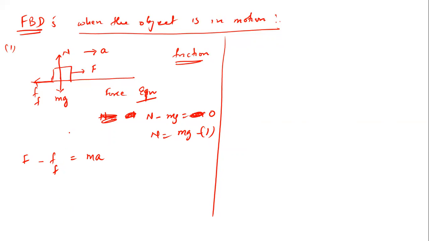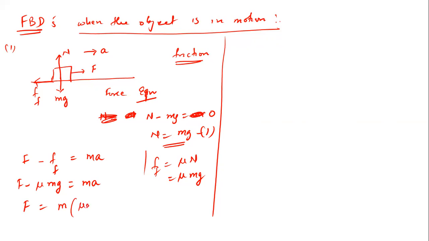Thus, we have got this. And we know that when the object is sliding, this should be written as FF. What is FF over here? FF is nothing but frictional force, which can be written as mu times N. So therefore, I'll write this as mu times N. And what is normal force? See, from here, the normal force is mg, mu times mg. And thus I will write this as F minus mu times mg is equal to m into a, or F should be equal to m into (mu times g plus a), right?